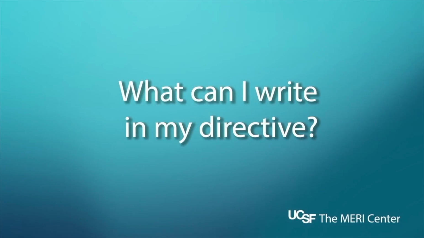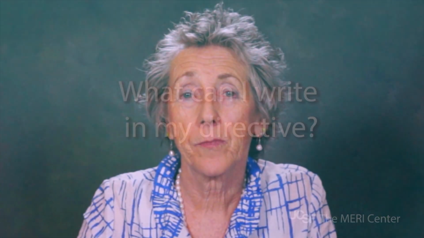What can I write in my directive? In your advanced directive for healthcare, you can make it really simple, or you can make it as detailed as you wish. The basic things that you're writing in your advanced directive are who you name as your agents or decision makers, and what your main decisions are in terms of if you would want to be on what we call life support, on machines that would keep you alive if your body was failing.